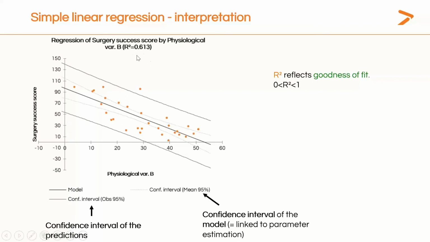You have one value appearing here. This is the R square. It reflects goodness of fit, and it's bounded between 0 and 1. So the closer the R square is to 1, the narrower the points are dispersed around the line. And the closer R square is to 0, the more dispersed are the points around the line.